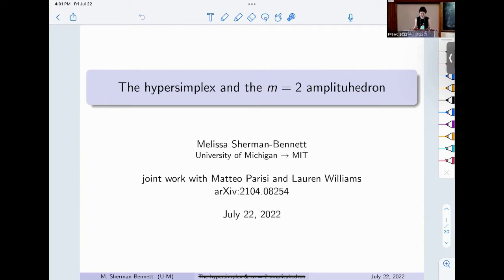What I'll be talking about today is joint work with Matteo Parisi, who's a postdoc at the IAS, and Lauren Williams, who's at Harvard. Our paper is on the arXiv if you want some more details.